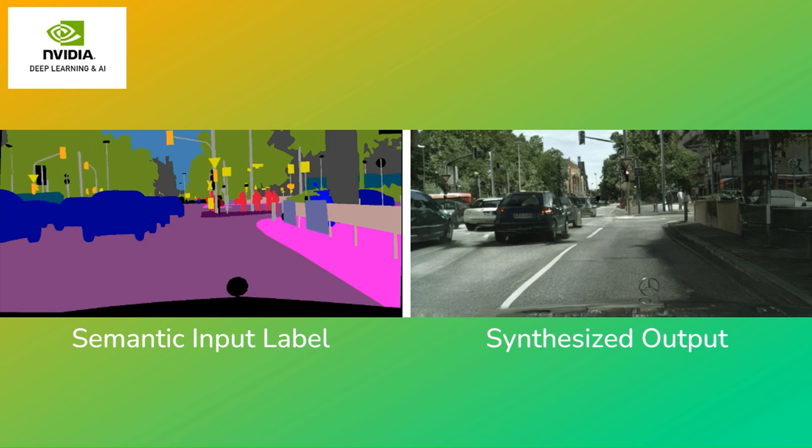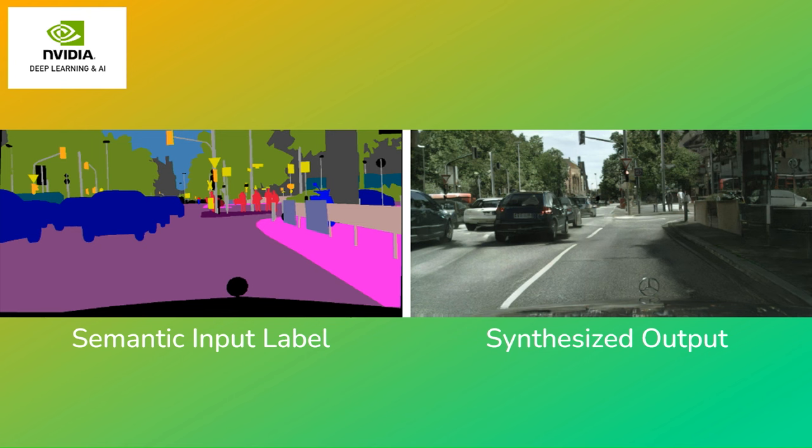What you see here is an example of training a pixel-to-pixel model that converts the semantic input label you see on the left into a synthesized output on the right. All of these colors represent something, and that's what makes it a semantic label. The purple where the road is represents a road. By giving the model lots and lots of examples, lots of semantic input labels as well as the real-life data you're translating towards, you're essentially telling it the color purple means road.